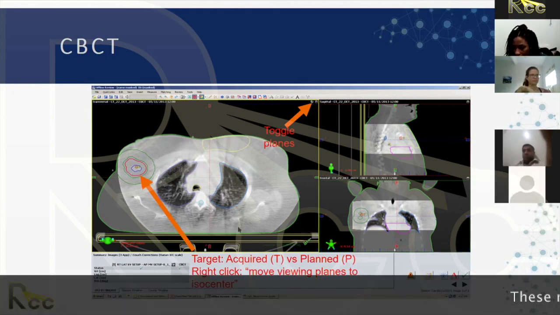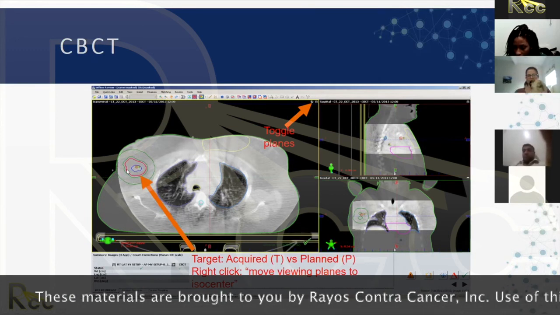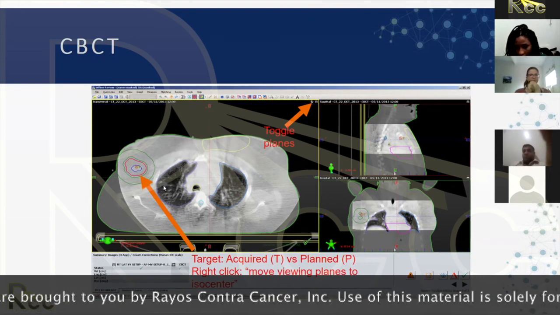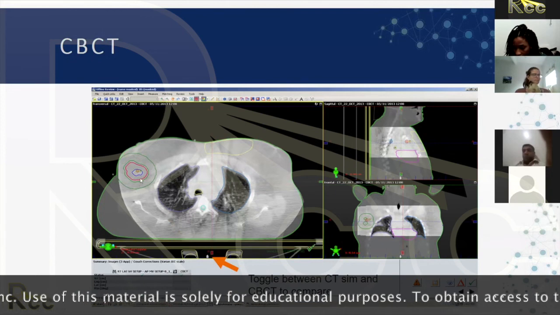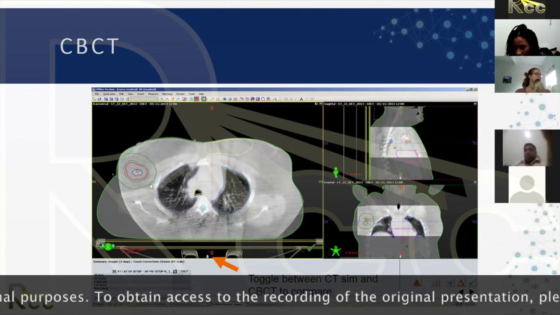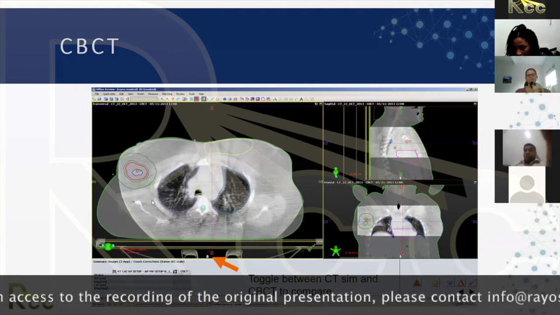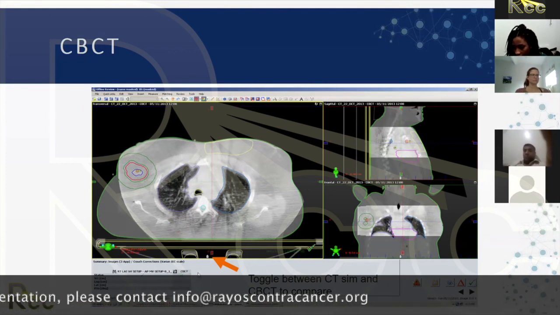And then what else did I want to show in here? I think that's pretty much it. You look at all the different areas, ensure that you're matching, and then you can toggle between your cone beam CT and this reference CT to make sure that your target is in the appropriate position. And then if you're okay with it, you can click this check mark to approve it.